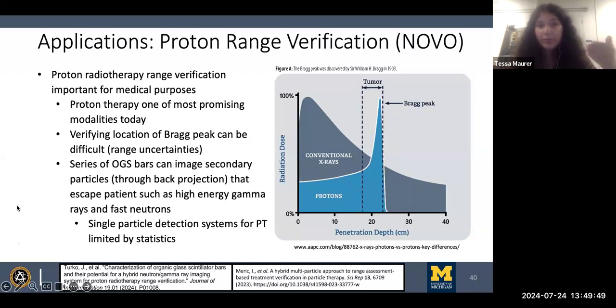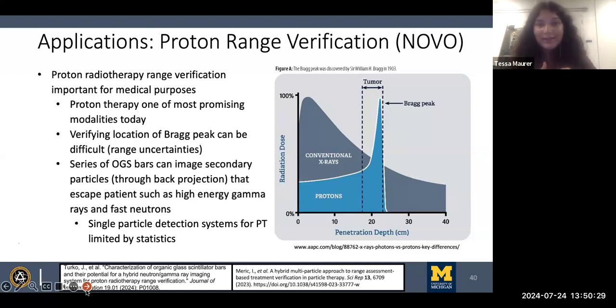So what this group has been doing is using a series of OGS bars that act as an imager, so they can more precisely identify where that Bragg peak is. Because say there's a tumor near your liver and you're off a little bit, and you're actually doing the most damage to a normal liver. You do not want that to happen, right? The more certain you can be about the location of the Bragg peak, the better. And so they do that through an OGS imager with back projection. They've done some really promising work there, with some references listed up here.